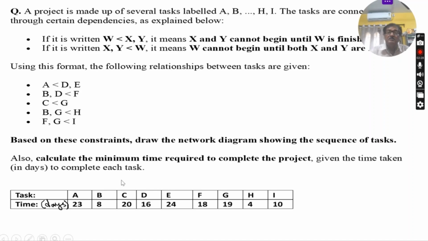Actually, this is a deterministic problem and it will be solved by the CPM method, meaning critical path method. The task durations are given in this table. For task I, the time required is 10 days. For task or activity E, the time duration is 24 days. It is in days.